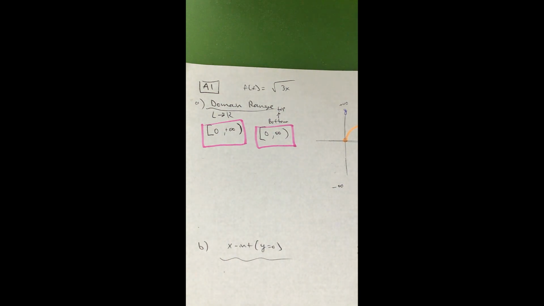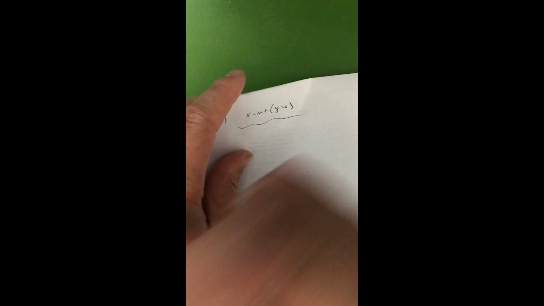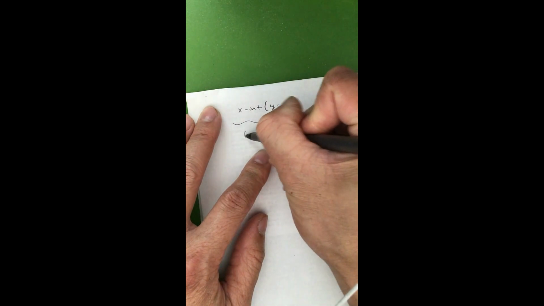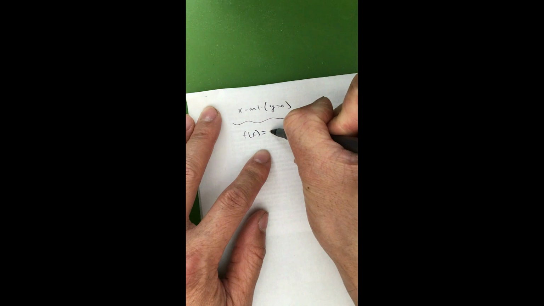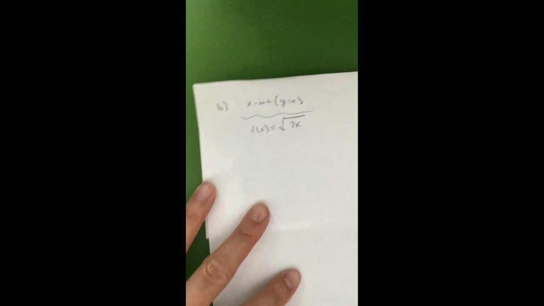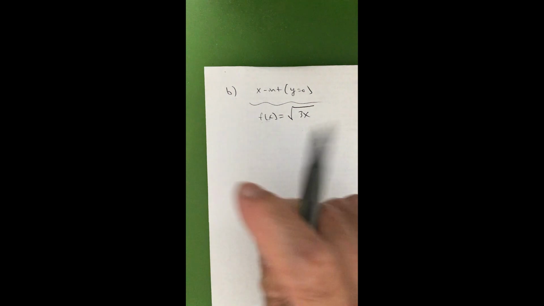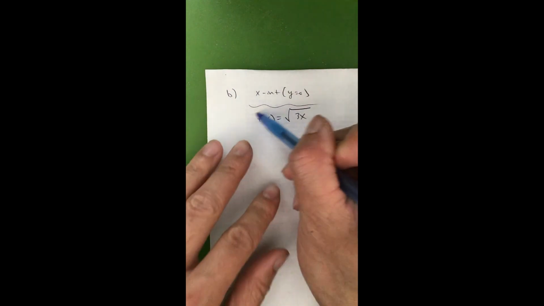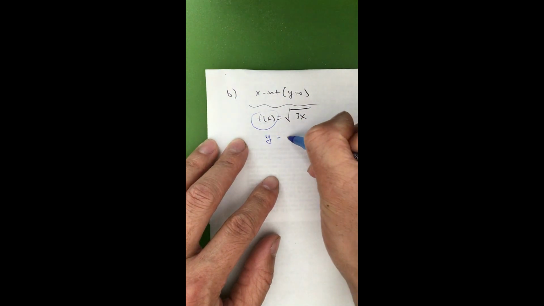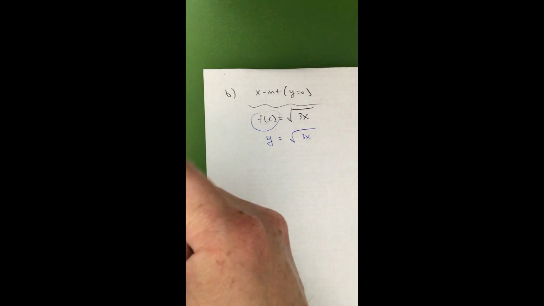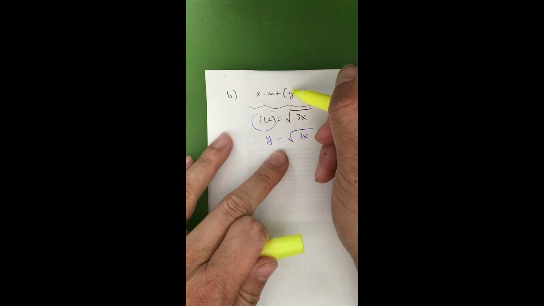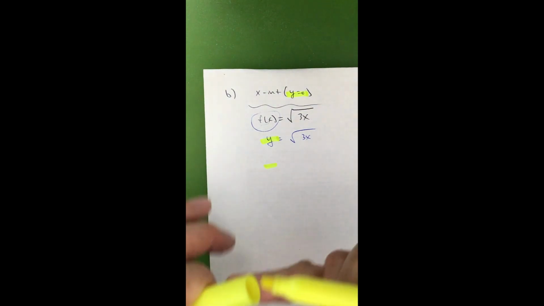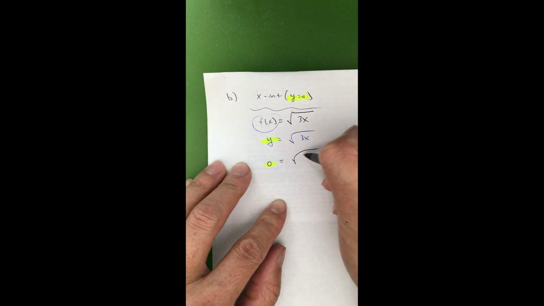Let's go ahead and find the x and y intercepts. Fold my paper in half. I have the function f of x equals the square root of 3x. I'm going to change this f of x here into a y. And then from here, I'm just going to make the y value 0. 0 equals the square root of 3x.